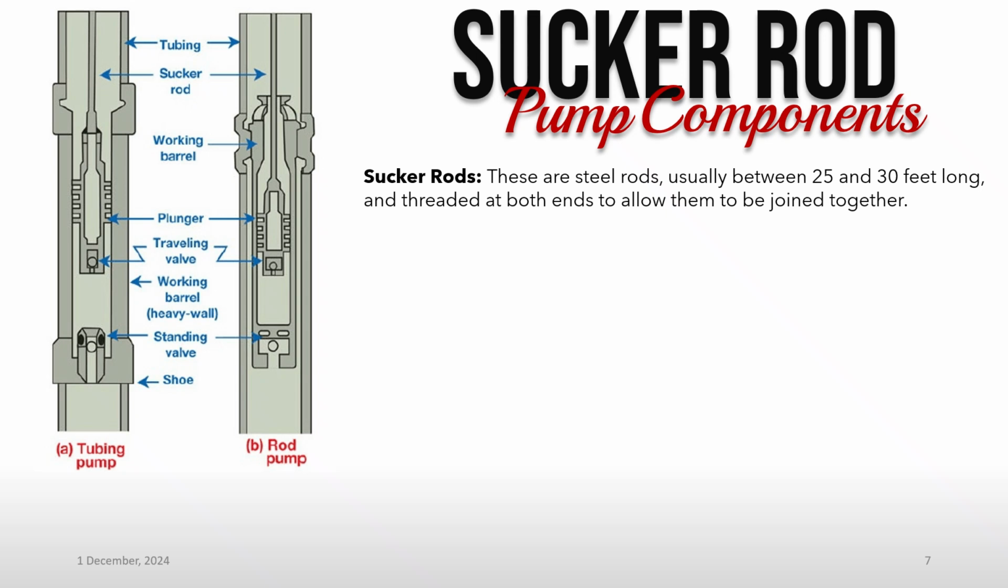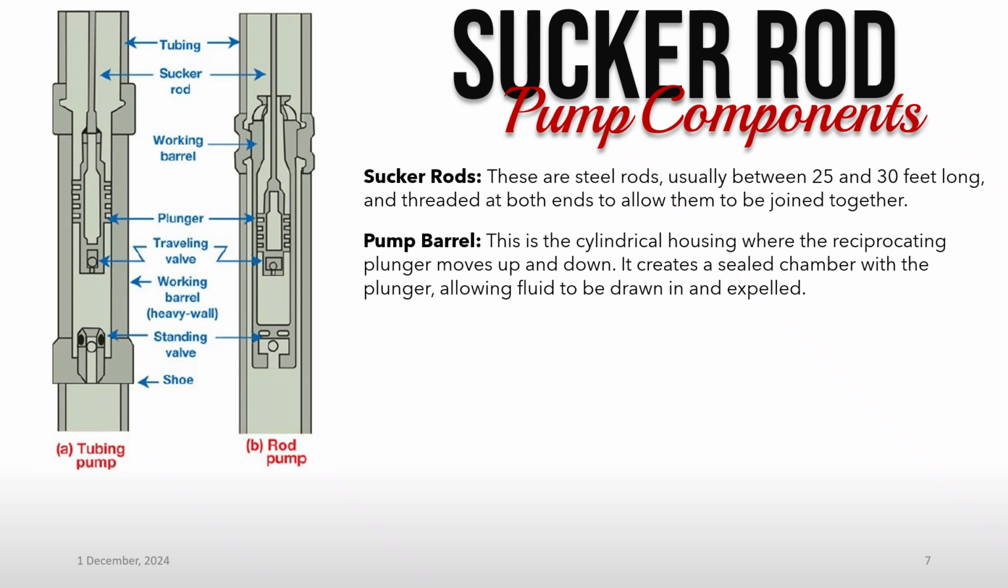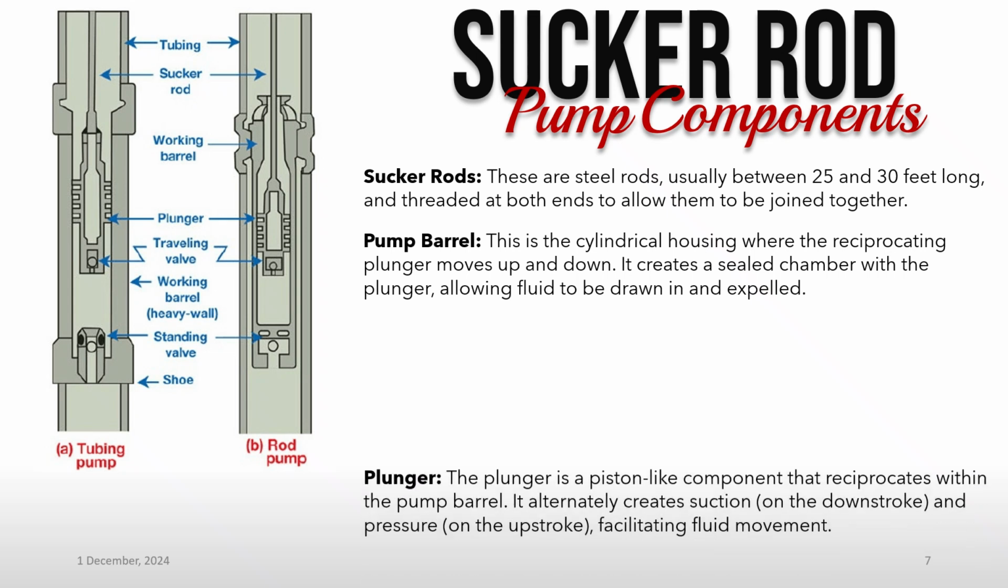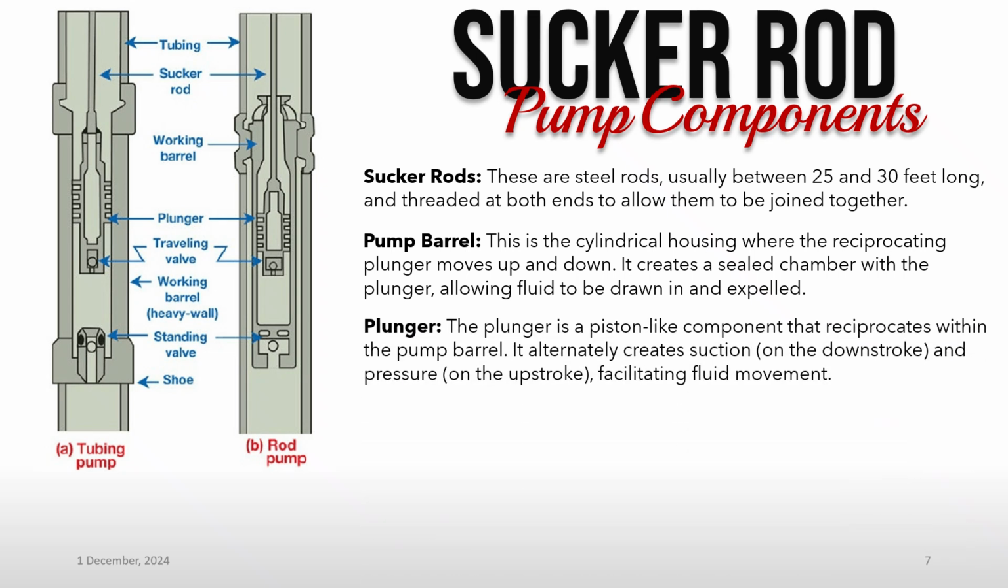The pump barrel is the cylindrical housing of the downhole pump. It provides a sealed chamber within which the plunger reciprocates. The integrity of the pump barrel is essential for creating the necessary pressure differentials to draw in and expel fluids. The plunger is a piston-like component that moves up and down within the pump barrel.